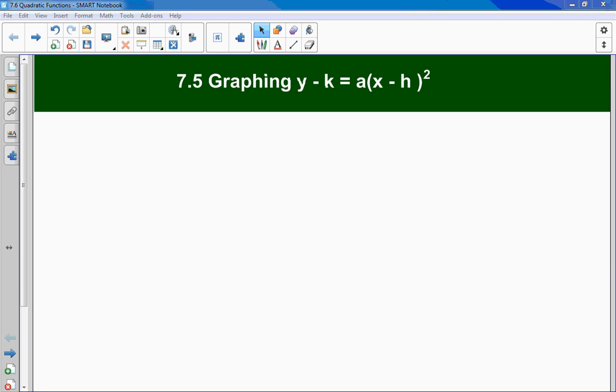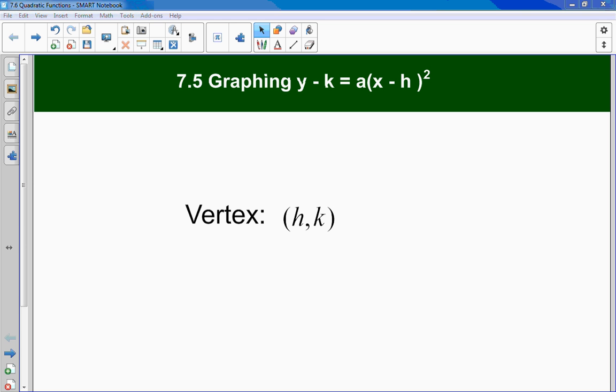Hey class, we spent last class period working on 7.5, the introduction to the graphs of parabolas. And we used the equation y minus k equals a parentheses x minus h squared. This is the standard equation for a parabola. Now, I talked about how we're going to go further in depth in chapter 9 when we really talk about parabolas. But just to review from chapter 7.5, we talked about how the vertex given this equation is h comma k.